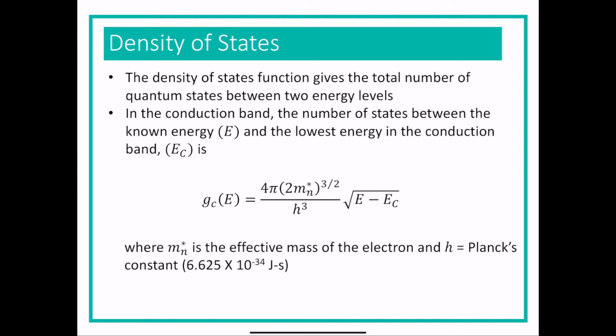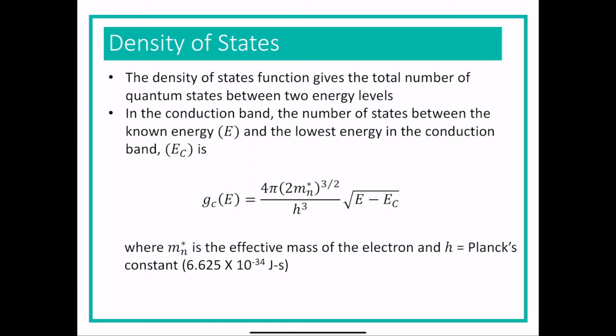So we know how much more energy we have than, say, the conducting energy. We know the difference between them. You'll notice that the effective mass of the electron is used here because we're actually inside a crystal. And this is just a function that gives us the number of states between these particular values.